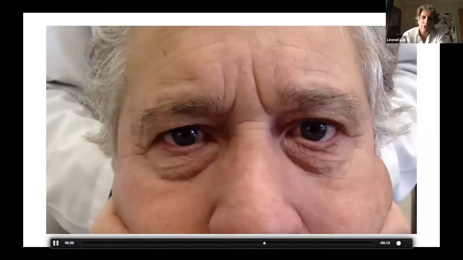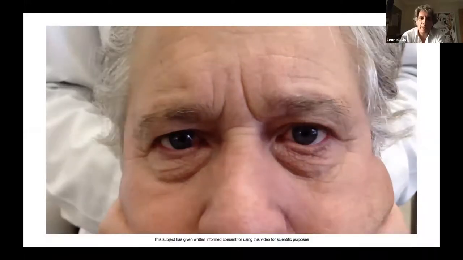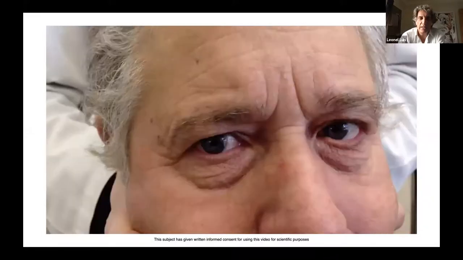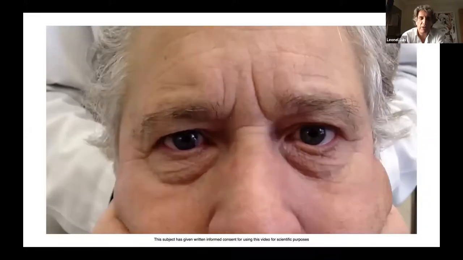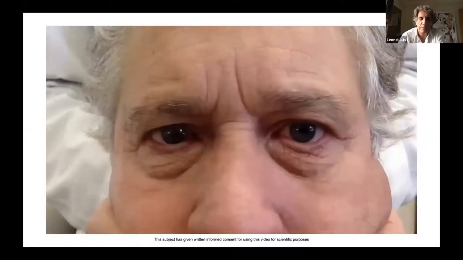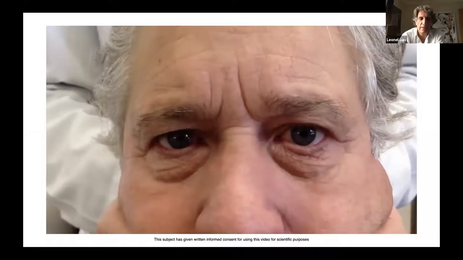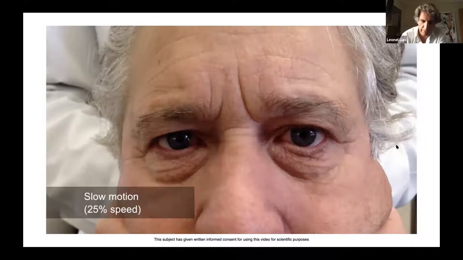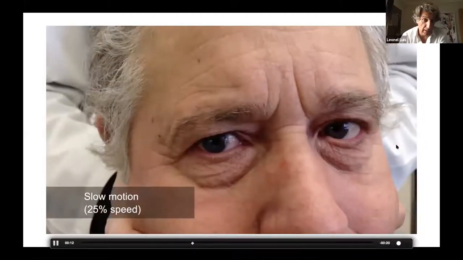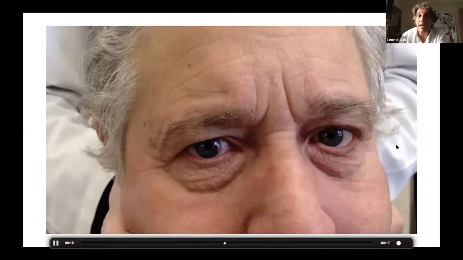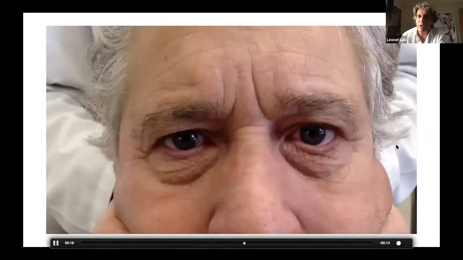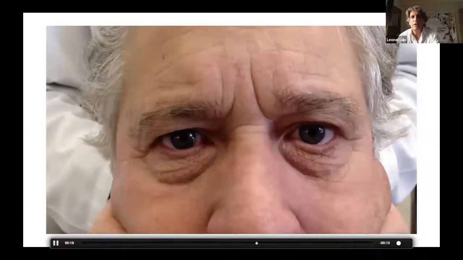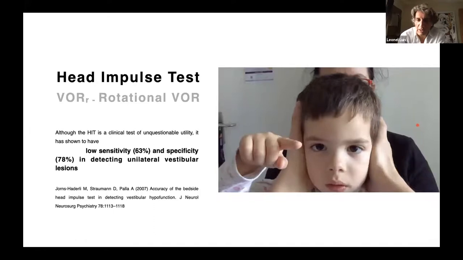I can show it again. Let's see. The patient, as you can see, has a right-beating spontaneous nystagmus, and he has a left pathologic head impulse test. Okay, so it makes sense. It's a left acute vestibular lesion. Here you have one kid with exactly the same thing, also an acute vestibular lesion.